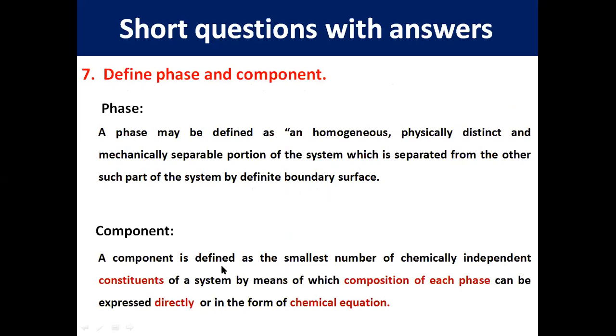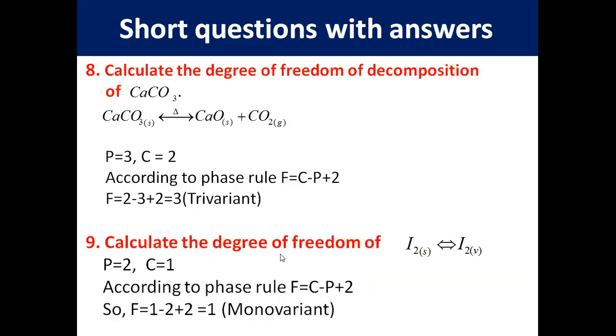Component. A component is defined as the smallest number of chemically independent constituents of a system by means of which the composition of each phase can be expressed directly or in the form of a chemical equation. Question number 8. Calculate the degree of freedom of decomposition of calcium carbonate.